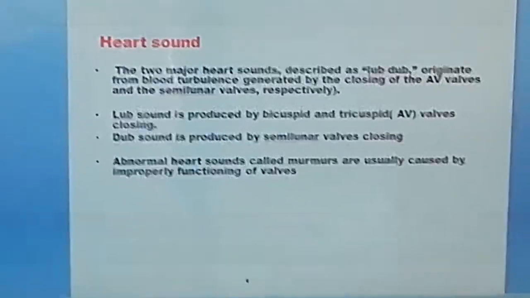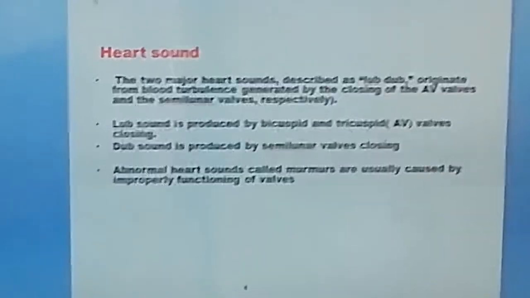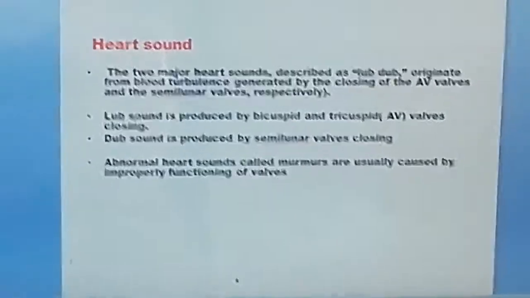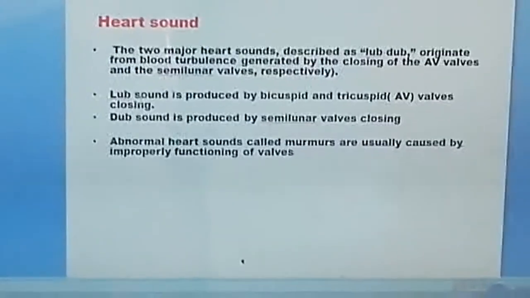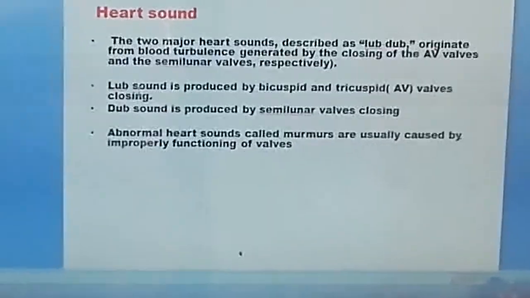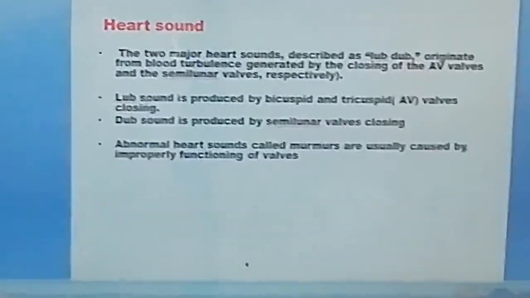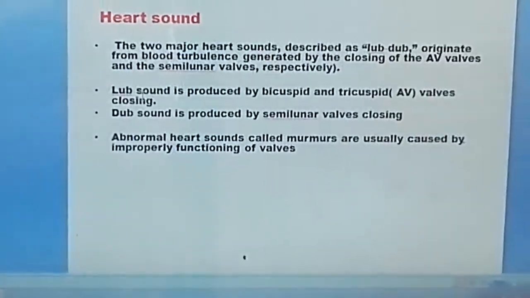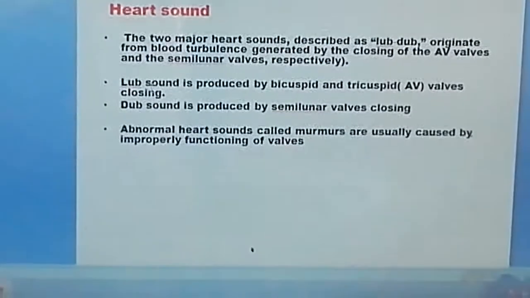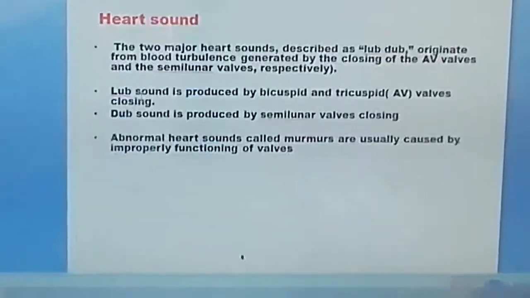Now, many times the heart produces sounds also. Generally two sounds are produced, the lub and the dub. The lub sound is produced by the closing of the bicuspid and the tricuspid valves, or we can say the AV valves. But the dub sound is produced by the closing of the semilunar valves. Sometimes there is malfunctioning in the valves of the heart, so the heart also produces abnormal heart sounds that are called murmurs.